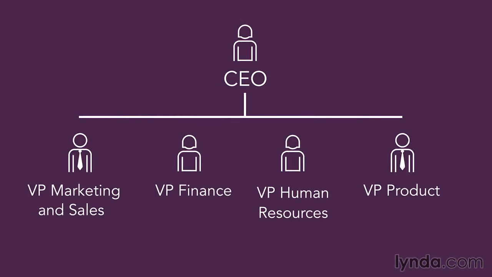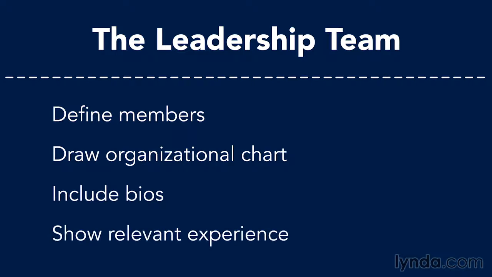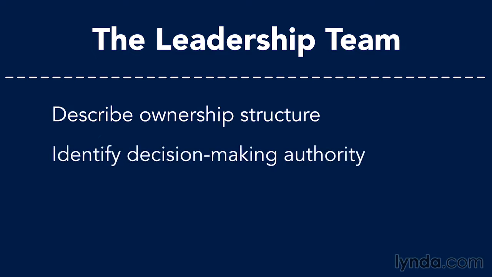Who reports to who? Put in the blank boxes with job descriptions for people you'll hire in the future. You should include brief bios of each leader and include their relevant experience that shows how they're going to contribute to the team. Link their past experiences and accomplishments to the role they'll be playing in this organization. You should also describe the ownership structure of the company, including decision-making authority. For example, does the founder of the company have final say, or does the CEO? Include current ownership and a view of future ownership.